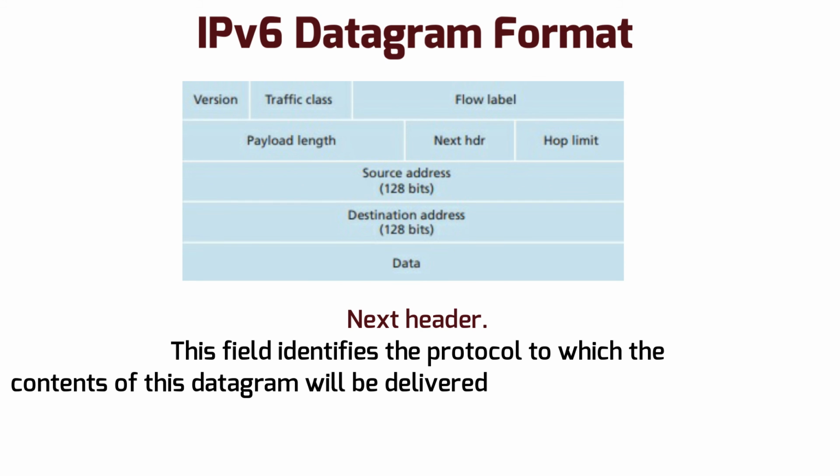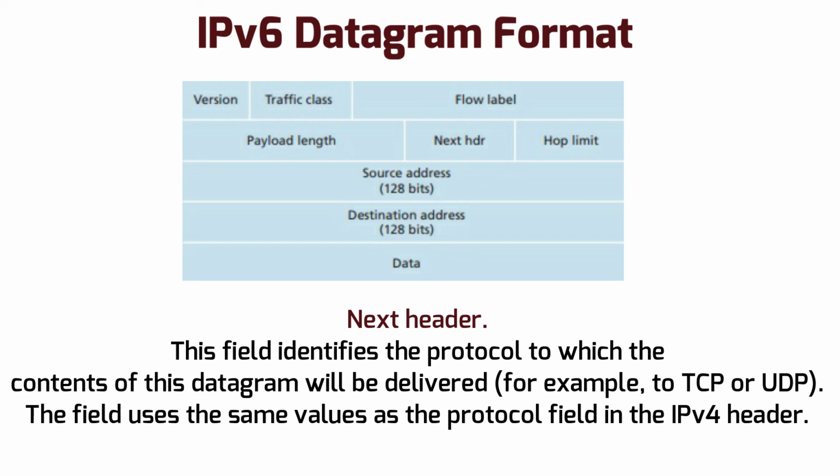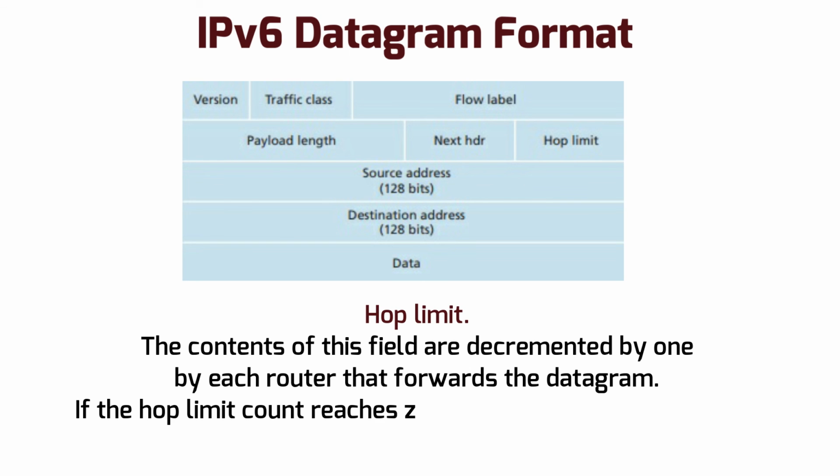Next is the next header. This field identifies the protocol to which the contents of this datagram will be delivered, for example, to TCP or UDP. The field uses the same values as the protocol field in the IPv4 header. Next is hop limit. The contents of this field are decremented by 1 by each router that forwards the datagram. If the hop limit count reaches 0, the datagram is discarded.